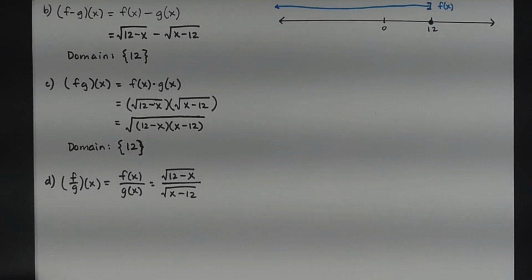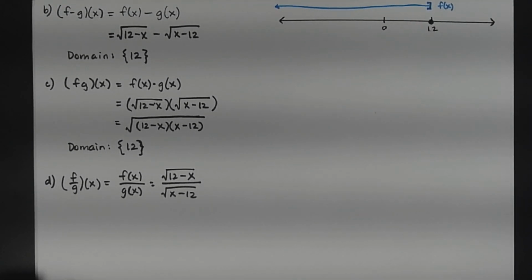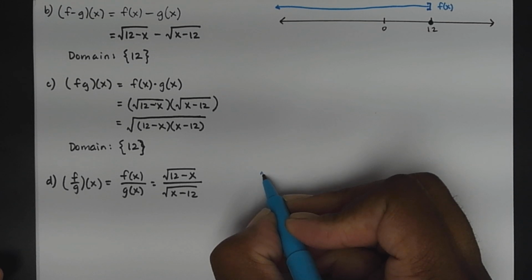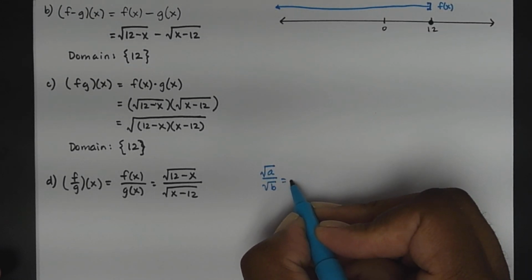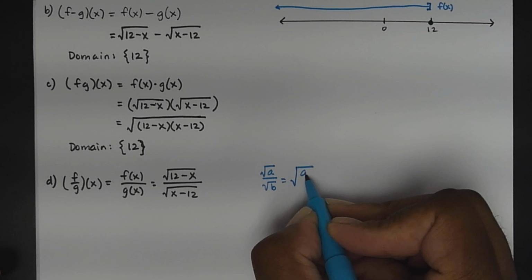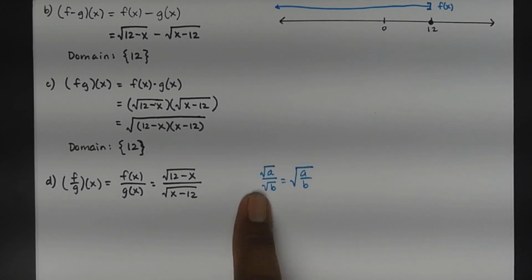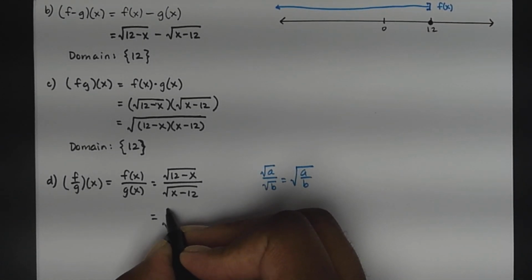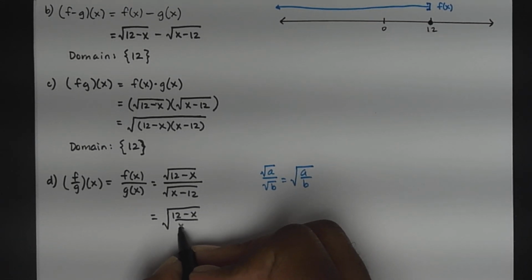There is a rule that says if you have the square root of a divided by the square root of b, I can write that all under one radical, the square root of a over b. And the same holds true the other way. So in this case, I'm going to write this as the square root of 12 minus x divided by x minus 12.